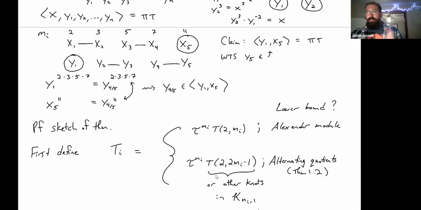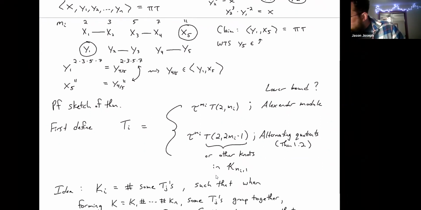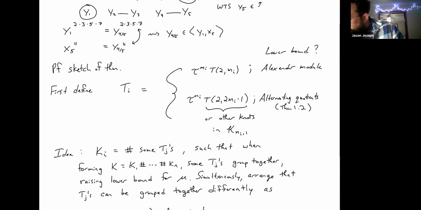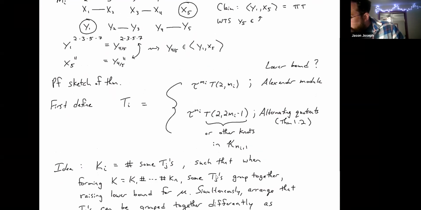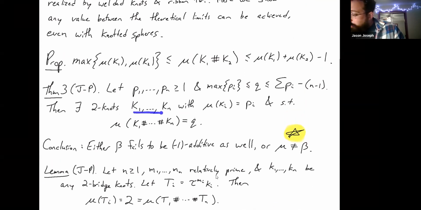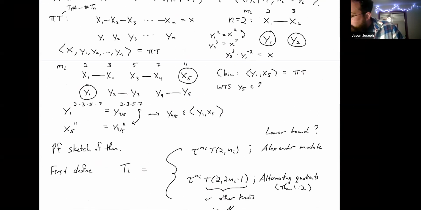Either one of those has the property that if you sum the same knot in that family n times, you're going to get a meridional rank of n plus 1. So that's really what we need. And the idea, the K's, which were the two knots with the meridional ranks p_i's that we're connect summing together to get the q.